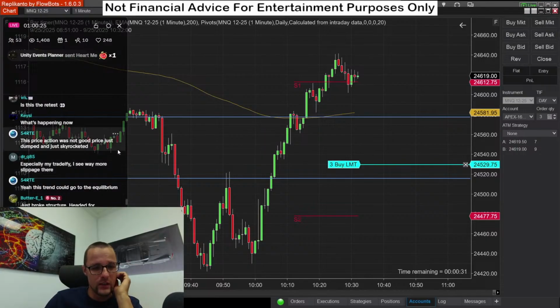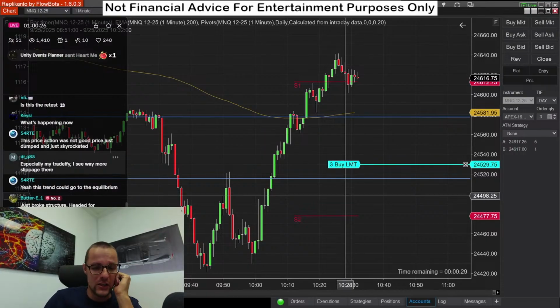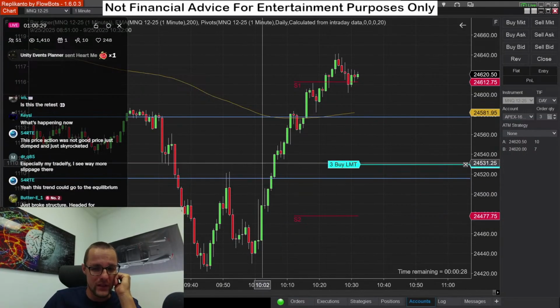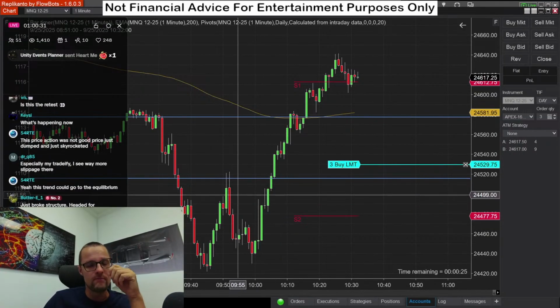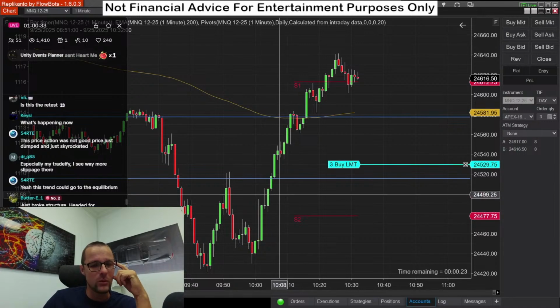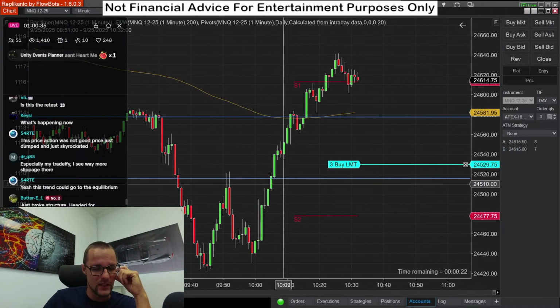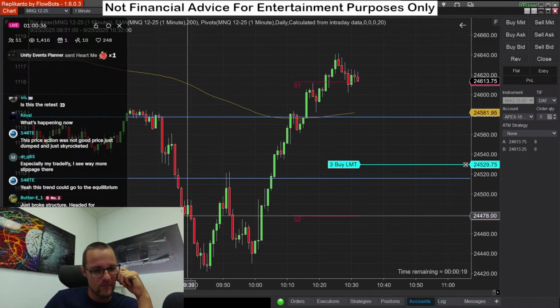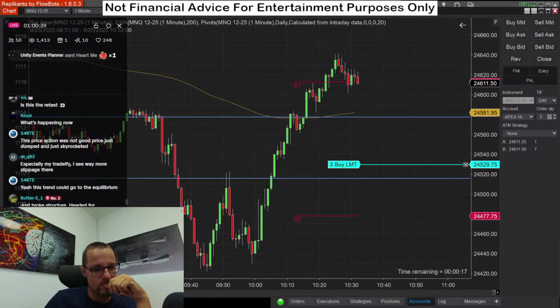Price action was not good? I mean, it depends on your strategy. For what I'm looking for, this is amazing price action for me. This is exactly what I look for in my strategy. This exact thing. Especially my trade, if I see way more slippage there. Yeah, it's tough. The slippage part is tough. That's why I like limit orders in.